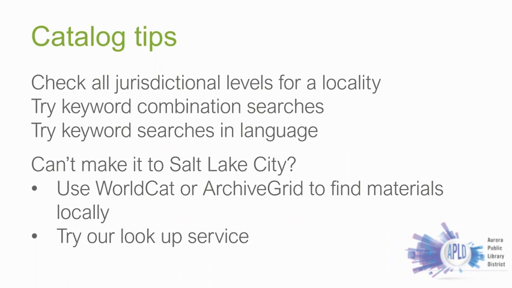So when you're searching the catalog, here are a few tips. Be sure to check all the jurisdictional levels for a locality. For a place like Aposol, that is the municipality and the parish. Zacatecas would be the state. Mexico would be the country. So you might want to search in all three of those jurisdictions just to see what else you can find. You can also do a keyword combination search.